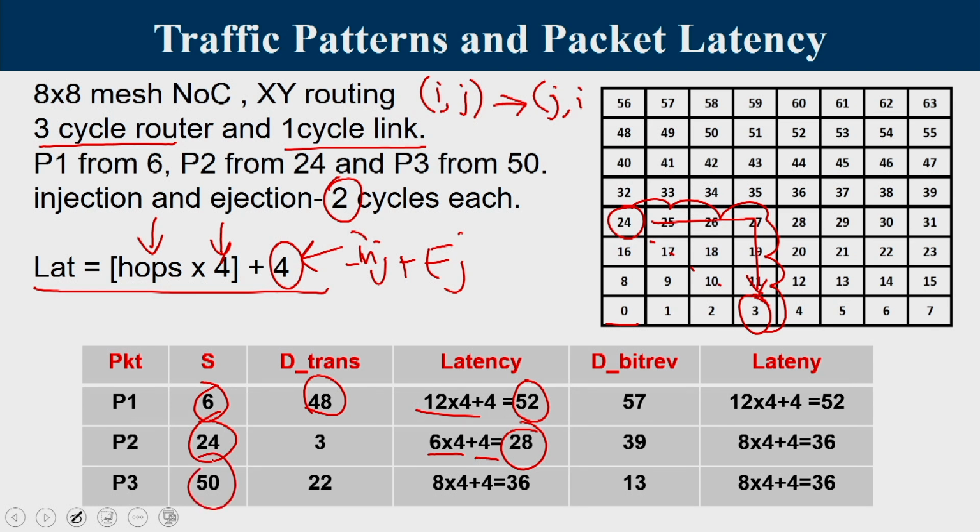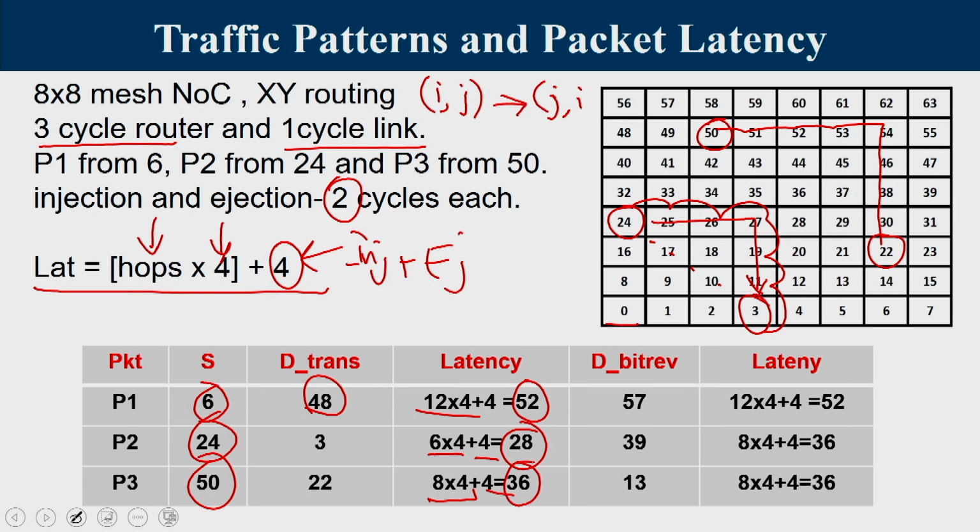And similarly, we have P3 that starts from 50, and as per the transpose pattern, the destination is 22. It takes 8 hops: 1, 2, 3, 4, 5, 6, 7 and 8. So, 8 times 4 plus 4, a total of 36 cycles are needed for a packet to reach 22 from router number 50.